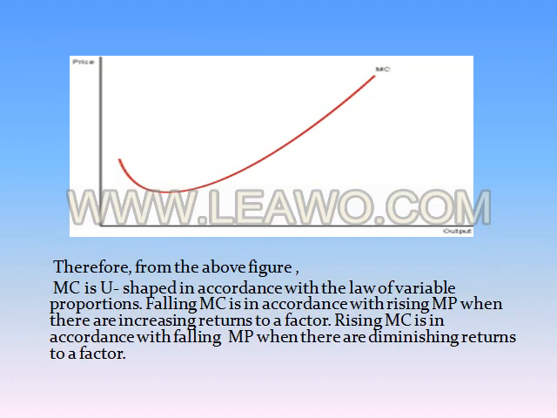In the following figure, MC is U-shaped in accordance with the law of variable proportions. Falling MC is in accordance with rising MP when there are increasing returns to a factor. Rising MC is in accordance with falling MP when there are diminishing returns to a factor.